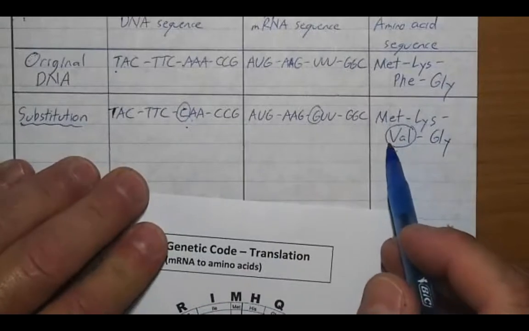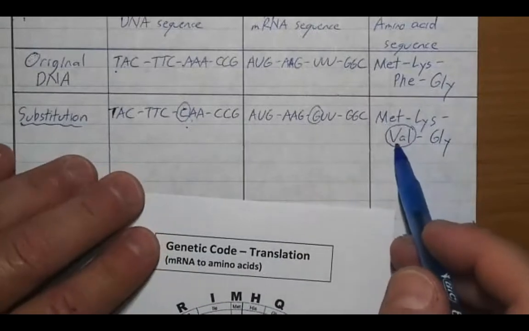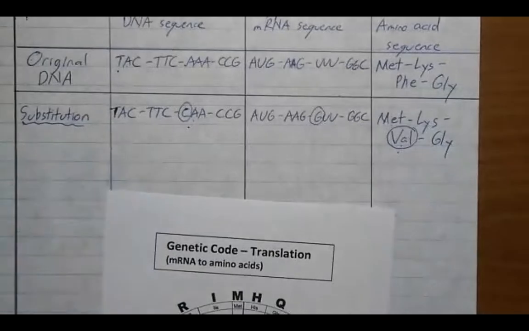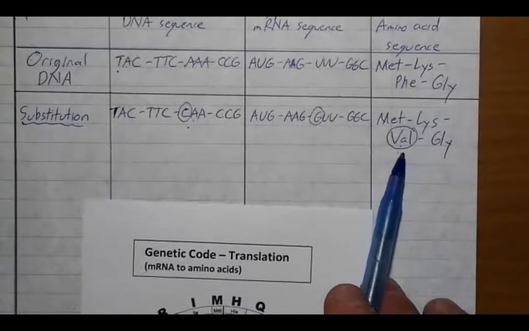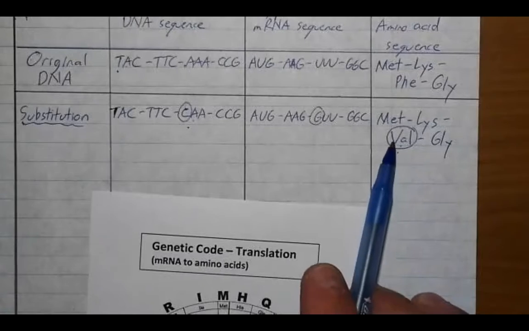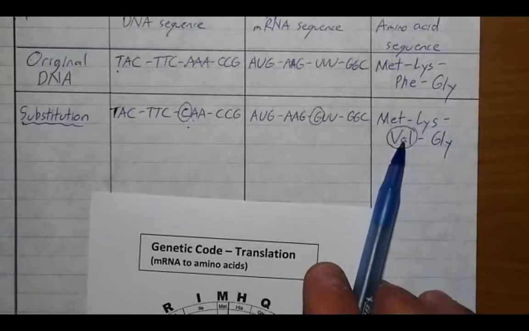Now, you might say, oh, does that make a big difference, changing one amino acid? It could. If it's a very important amino acid, it could change the way the whole protein is folded. Or if it's not an important amino acid, it could really make no difference at all. So how important that change is depends on whether it's a certain amino acid. But it did change it one way or another.